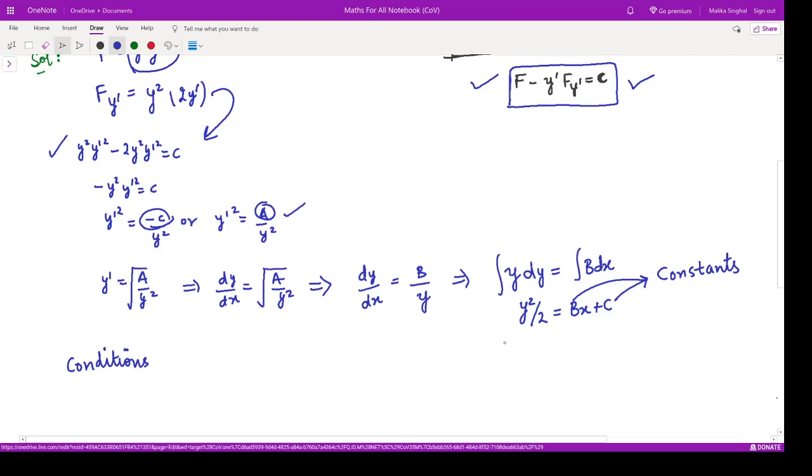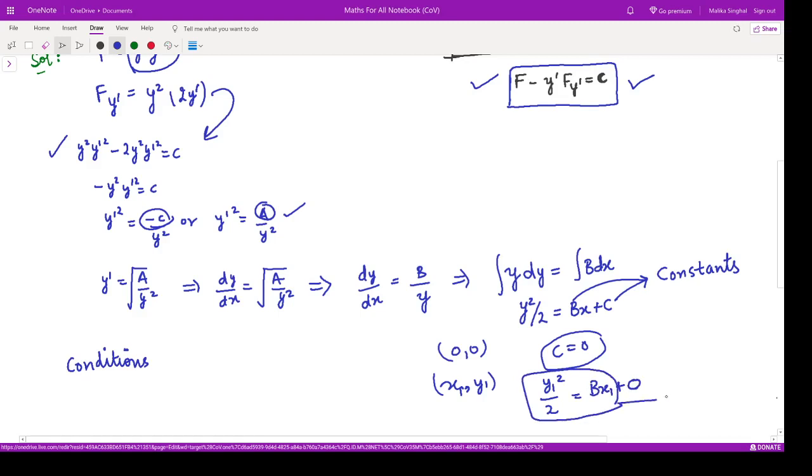So when we plug in (0, 0) in this, we obtain c is equal to 0, and when we plug in (x1, y1), we obtain y1 square upon 2 is equal to bx1 plus c, right? Sorry, c is 0, so we have just this. So this is the required extremal.